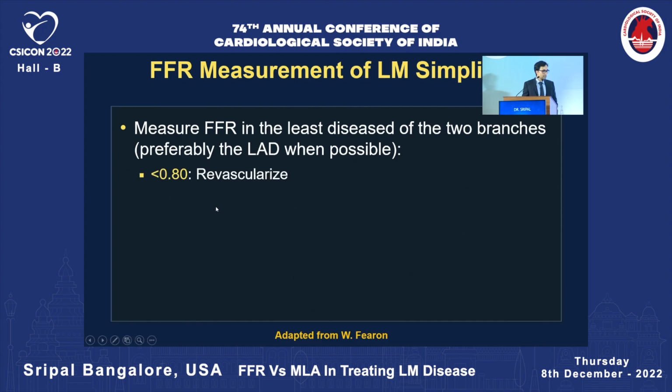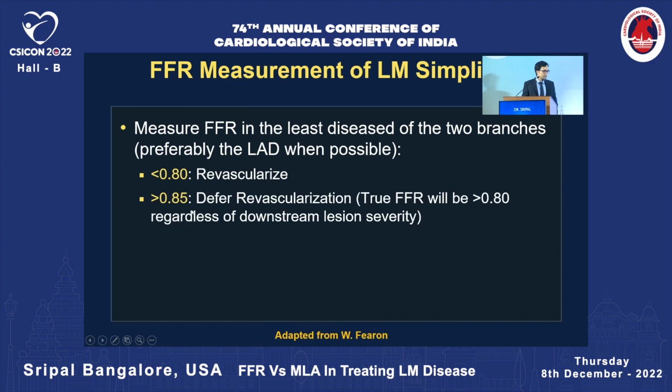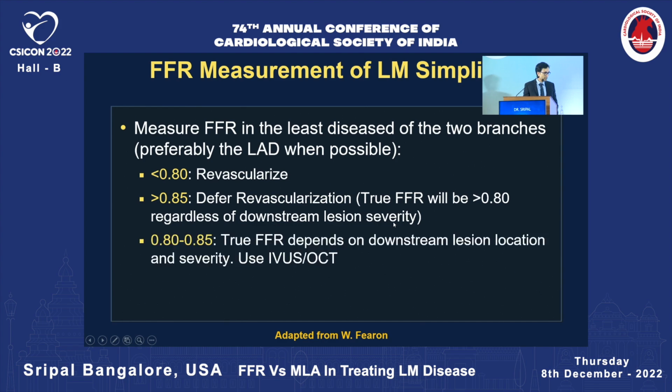If the FFR is less than 0.8, consider revascularization. If it is greater than 0.85, even if there are tandem lesions, you can be assured that the true FFR will be greater than 0.8 in most of the patients, so you can defer revascularization. If it is between 0.8 and 0.85, then you have to think about tandem lesions, downstream lesions. In these cases, also consider using IVUS or OCT to make that decision. So forgetting all that I said in the prior two slides, I think this simplifies it. Less than 0.8, revascularize. Greater than 0.85, defer revascularization. For something in between, use IVUS or OCT.